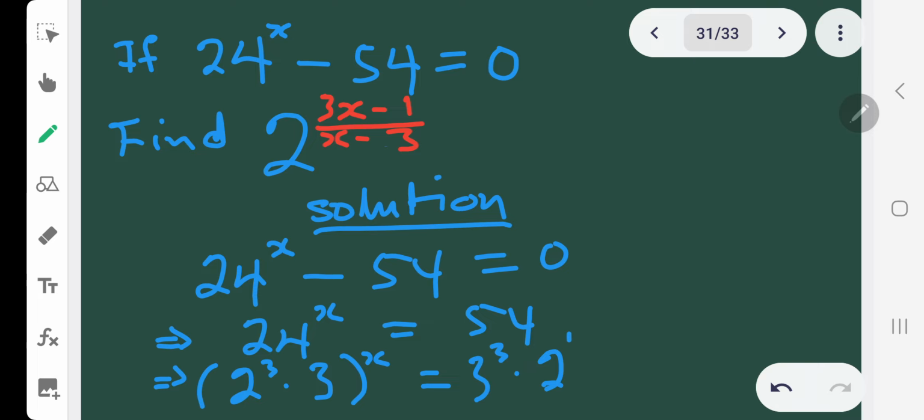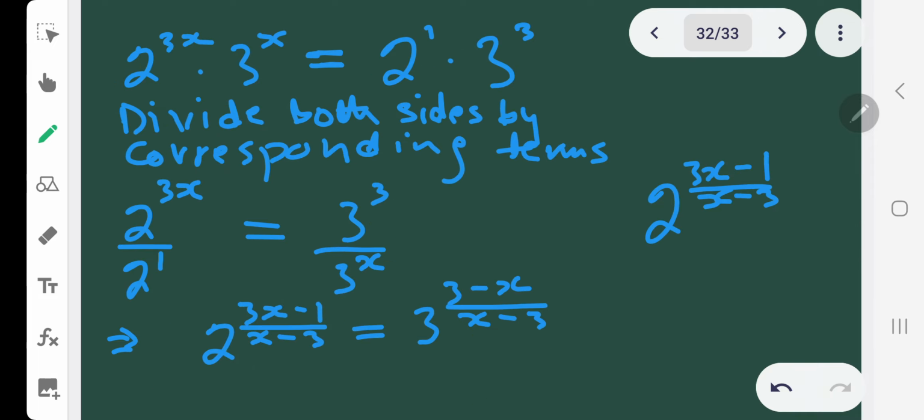So we continue by using one of the laws of indices. We spread this x over 2 raised to the power 3 and 3 raised to the power 1. So we had 2 raised to the power 3x multiplied by 3 raised to the power x is equal to 2 raised to the power 1 multiplied by 3 raised to the power 3. And then we observe that this 2 raised to the power x corresponds to 2 raised to the power 1. Therefore, we need to make good use of these similar terms. And then this one also corresponds to that. So we divided both sides by the corresponding terms.